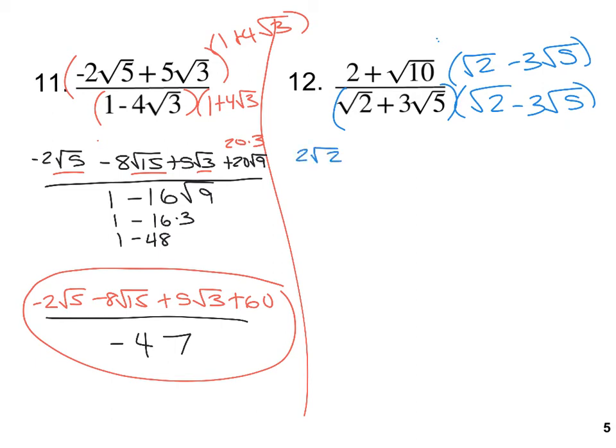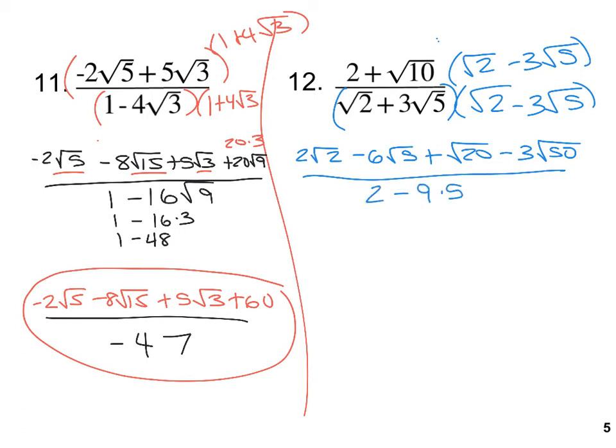2 root 2 minus 6 root 5 plus root 20 minus 3 root 50. So that's the top, all over 2 times 2, so 2 minus 9 times 5. 2 minus 45 is negative 43. So the bottom is going to be negative 43. Now let's look at the top. So we can simplify the 20. That's 4 times 5. And then the 50 is 25 times 2. Okay, so we're going to be able to simplify again here.